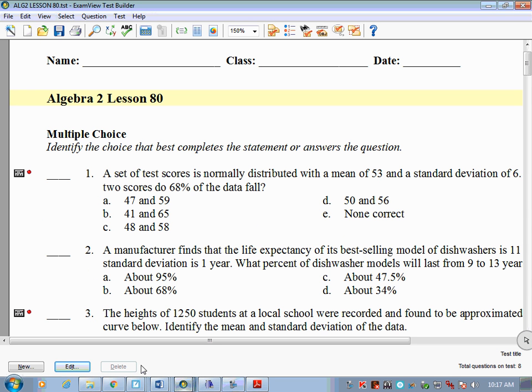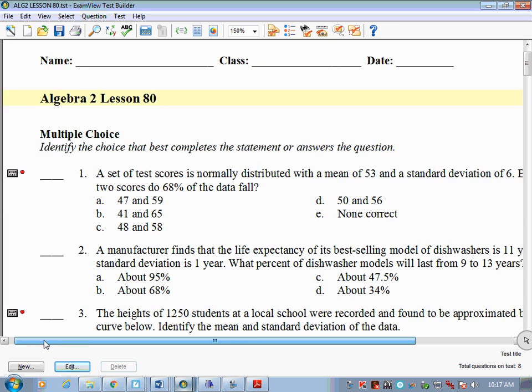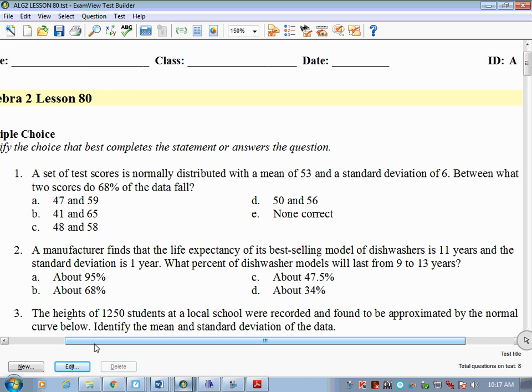Do we have this document? Did this get sent to you? Okay, so we've got this. At this first part here, it says a set of scores is normally distributed with a mean of 53. So if I was drawing this out, 53 would be in the exact middle of my graph. A standard deviation of 6, so that means I'm going to add 6 3 times, and I'm going to subtract 6 3 times. Between what two scores do 68% of the data fall?